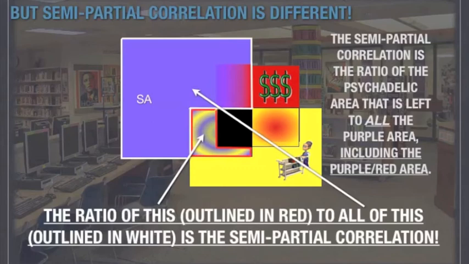In semi-partial correlation, we subtract only the area that is shared by the two independent variables. That is the overlap between money and librarians. It's that three-colored box in the very center.